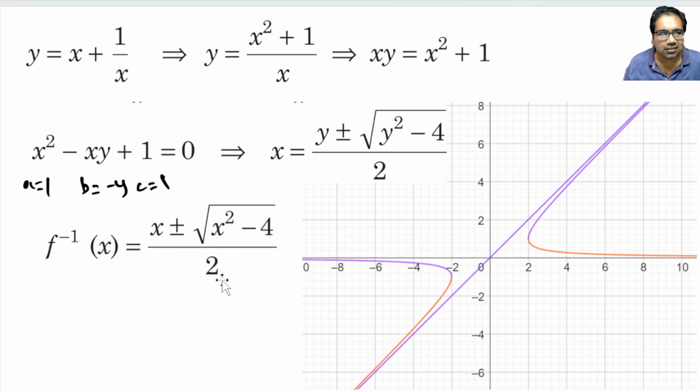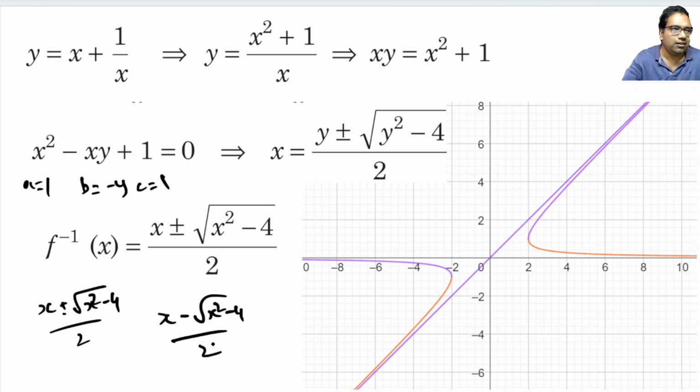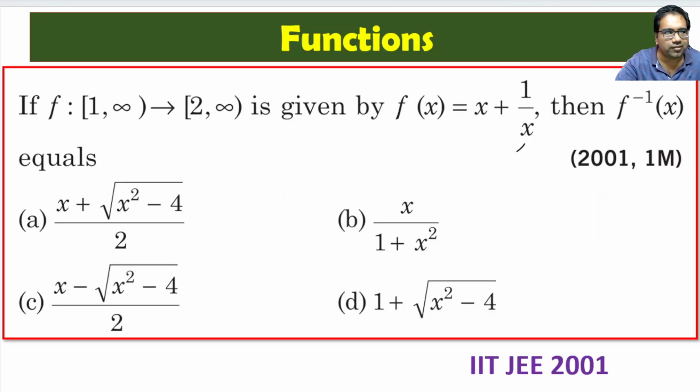So see here there is an interesting thing. We have two forms here: x plus root x square minus 4 by 2, and x minus root x square minus 4 by 2. If you see the options, both are given. So this is very interesting. Now how to pick this?